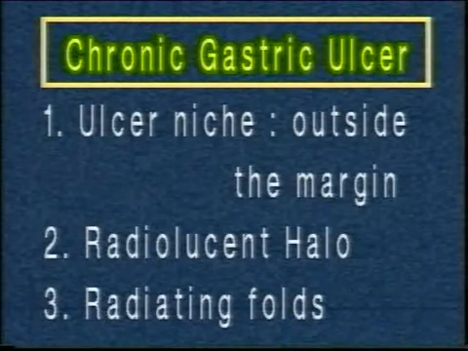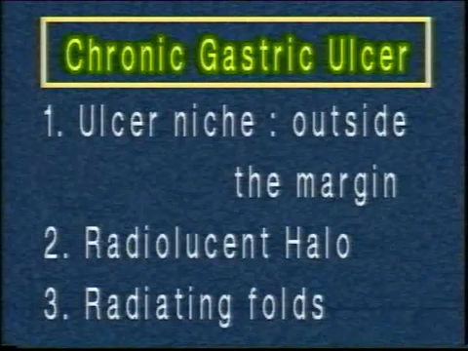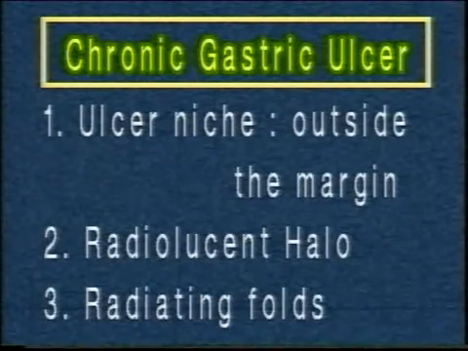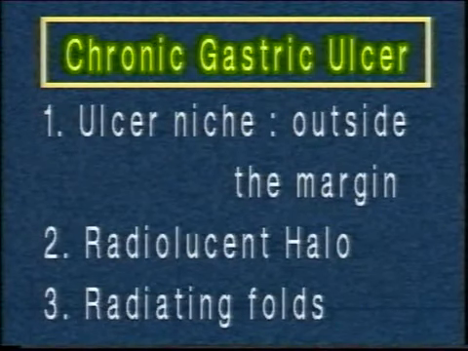So the radiological features of a chronic gastric ulcer are an ulcer nick. In profile view, the ulcer nick lies outside the stomach border. In frontal view, the nick is surrounded by a radiolucent halo and radiating folds.